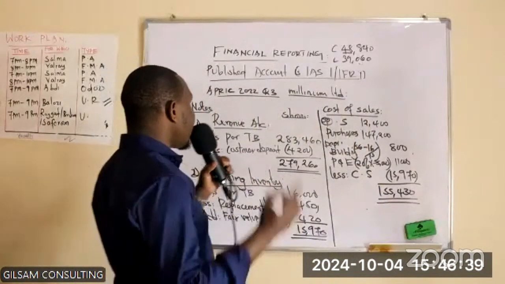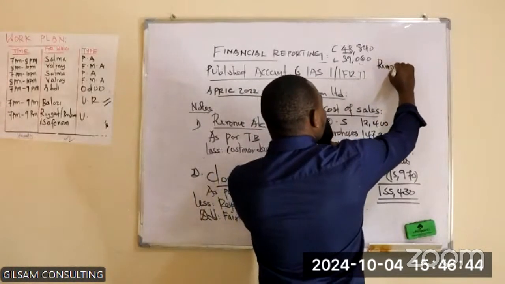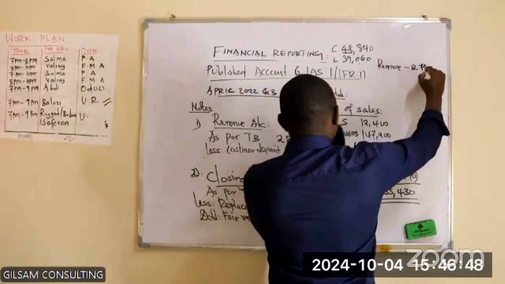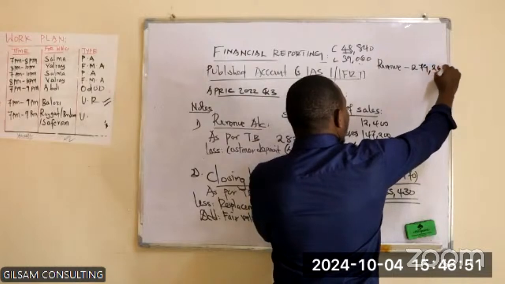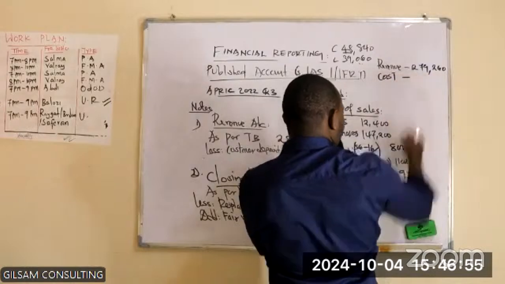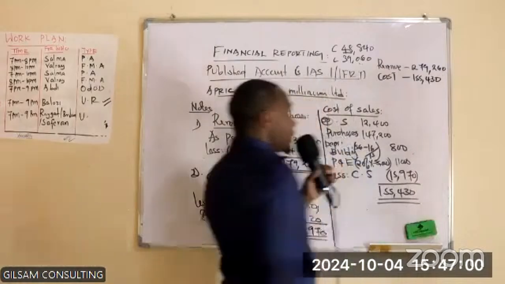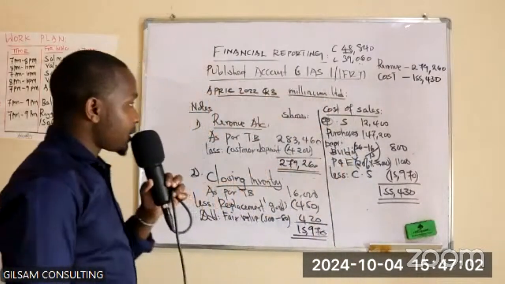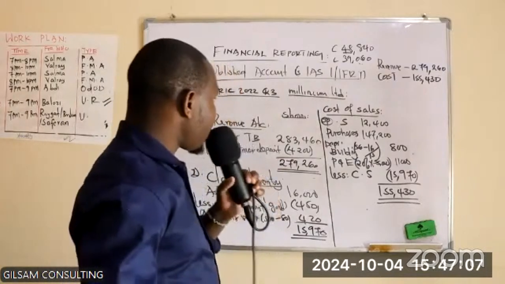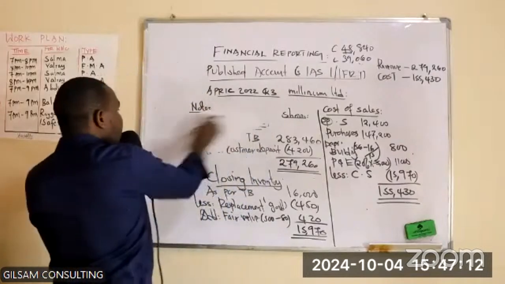So now I have two components which I can indicate here so that I will not forget. Revenue, we have 279,260, and cost of sales, we have it here, 155,430. So I think we can go now to note 3. We are done with note number 1 and 2. We can go to note 3. So let's look at note 3.